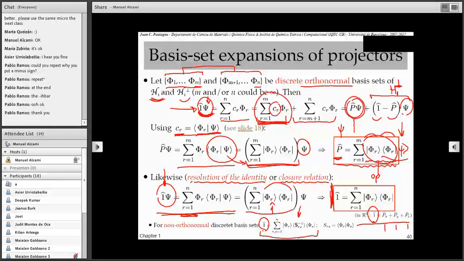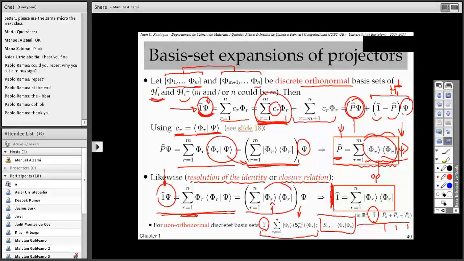Here, I have the overlap matrix, in fact, the inverse of the overlap matrix. So to write a resolution of the identity for a non-orthonormal basis set is more complex. These and many other reasons make us try to choose orthonormal basis sets whenever possible. And everything is much simpler.